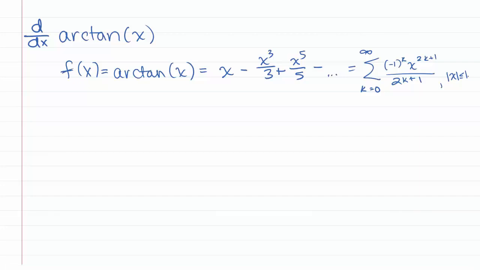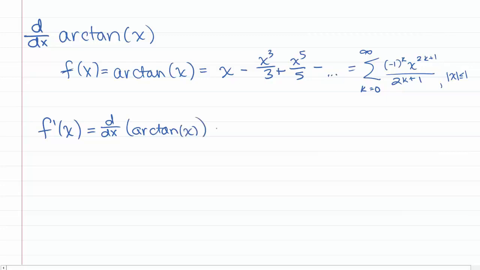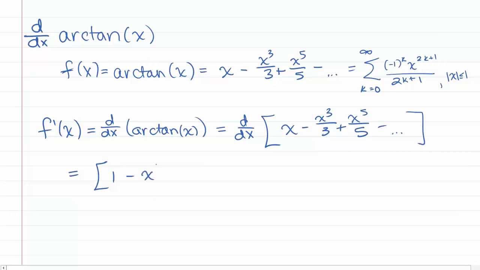Well now, if we want to take the derivative, f prime of x is going to be the derivative of arctan, which is what we want, but it's also going to be the derivative of this power series. x minus x cubed over 3 plus x to the 5th over 5 minus dot dot dot. So that means that it should equal 1 minus x squared plus x to the 4th minus x to the 6th plus dot dot dot. But what power series is this?